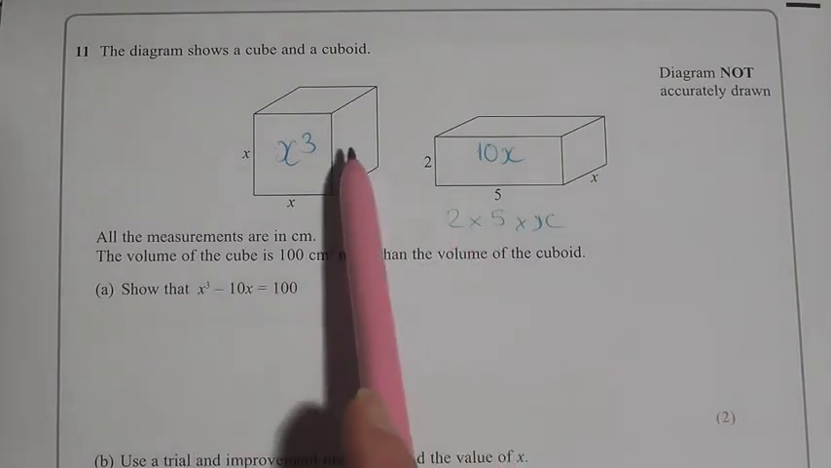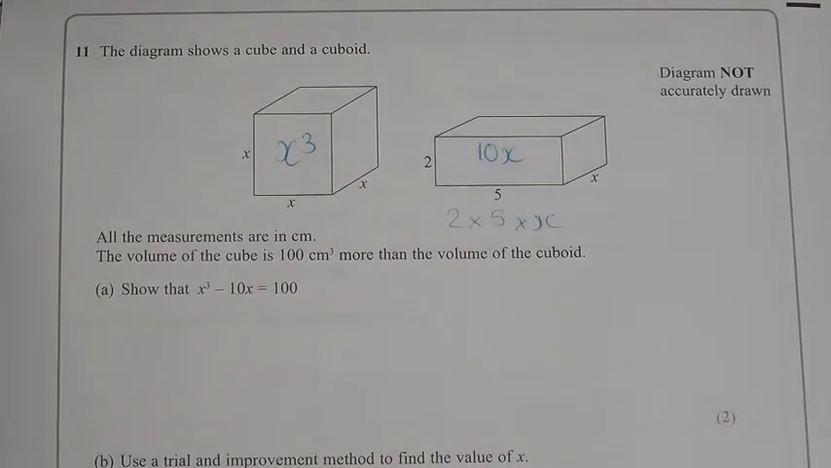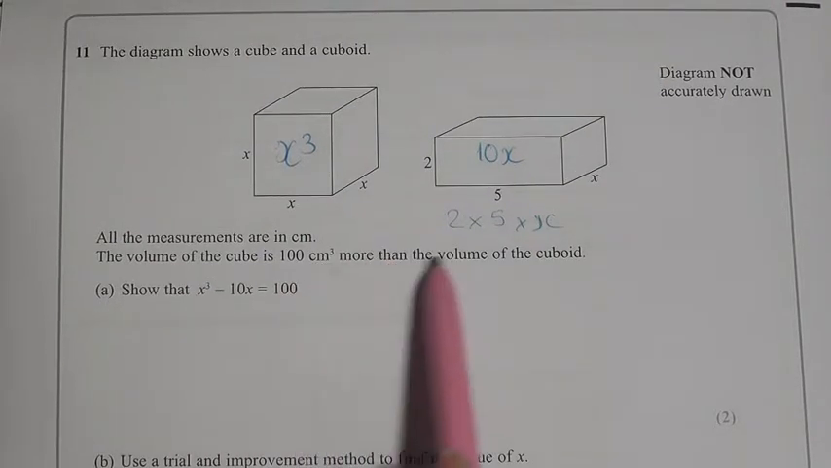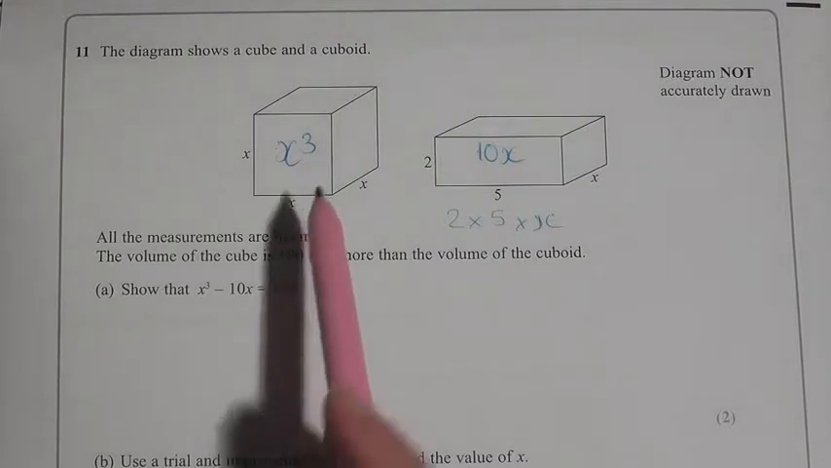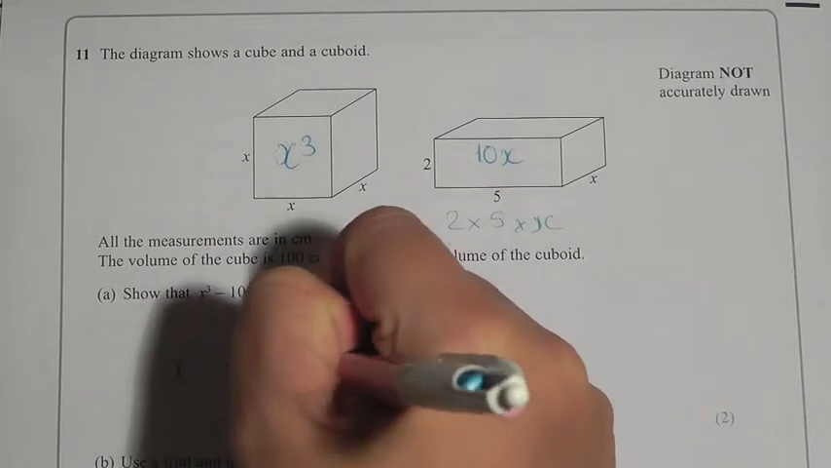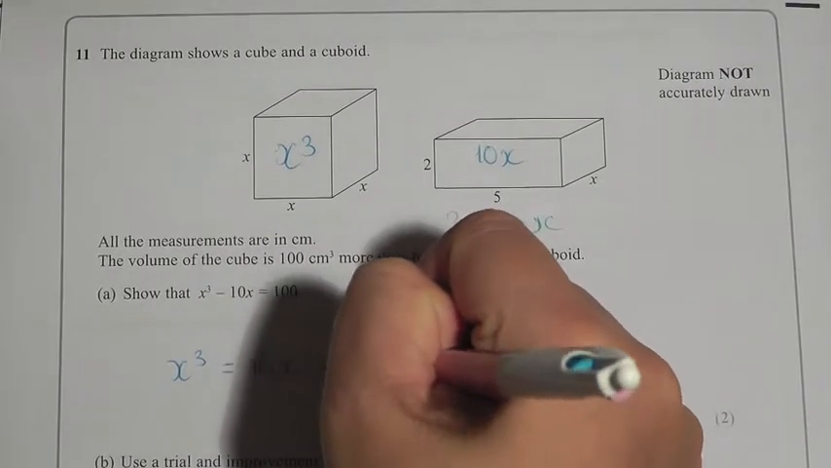You get 1 mark for having one or other of those volumes on there. Now the volume of the cube is 100 centimetres cubed more than the volume of the cuboid, which means that x cubed equals 10x plus 100.